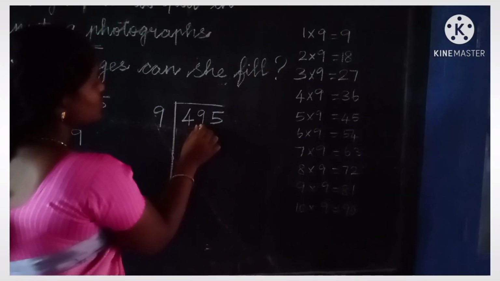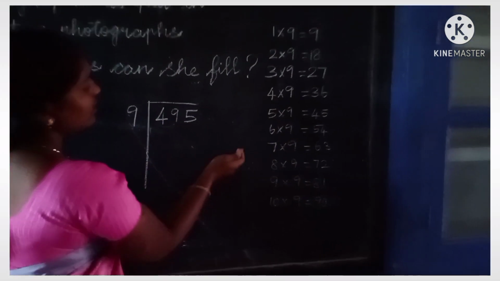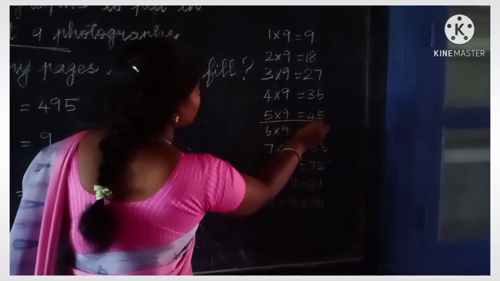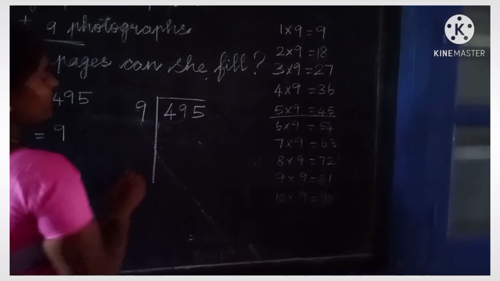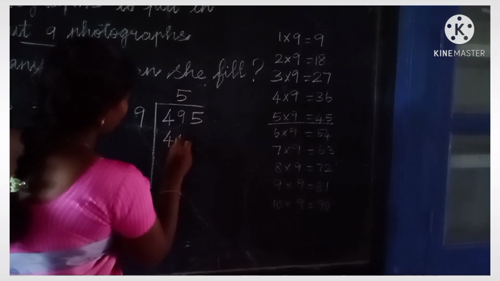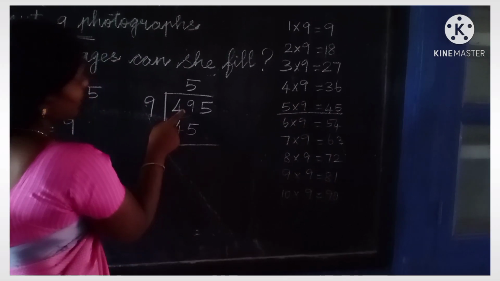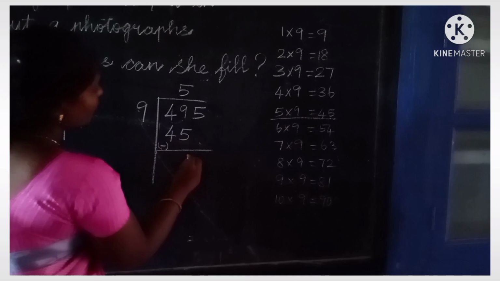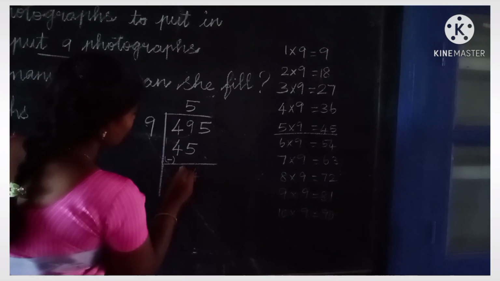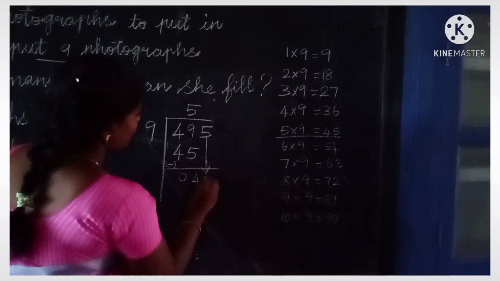We consider 2 digits, 49. How many 9s are 49? 49 is not there. So before that number we take 45. How many 9s are 45? 5 9s are 45. Next, we put the subtraction symbol. 9 minus 5, 4. Next, 4 minus 4, 0. Here, we write down the next number.